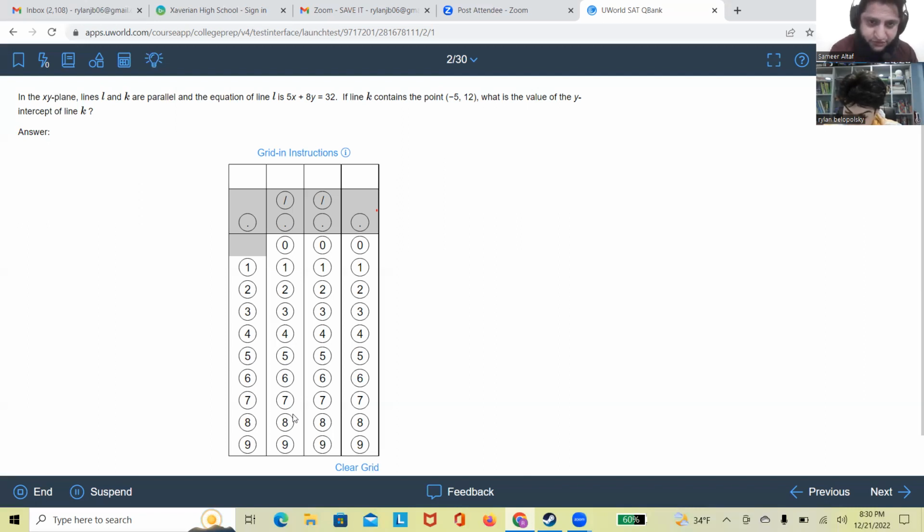This is the next question, right? Can you read it first? In the xy plane, lines L and K are parallel, and the equation of line L is 5x plus 8y equals 32. If line K contains the point negative 5, comma 12, what is the value of y-intercept on line K? Now we are extending our concepts for the lines.